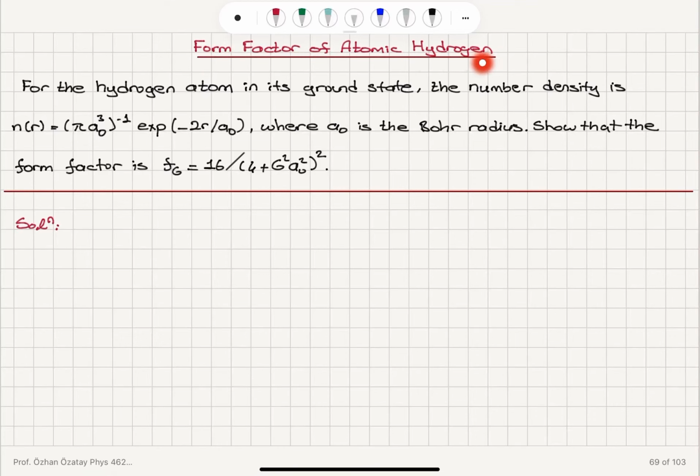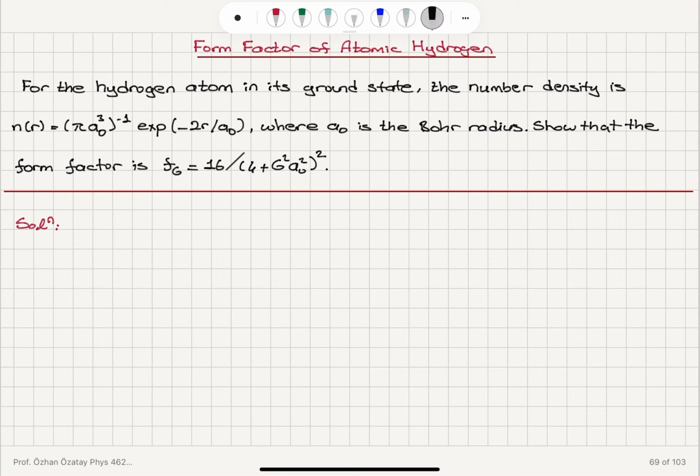Form factor of atomic hydrogen. For the hydrogen atom in its ground state, the number density is n(r) = (πa0³)⁻¹ exp(−2r/a0), where a0 is the Bohr radius. Show that the form factor is F_g = 16/(4 + g²a0²)².